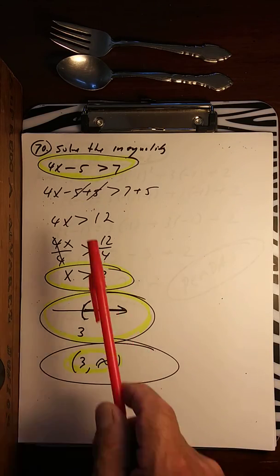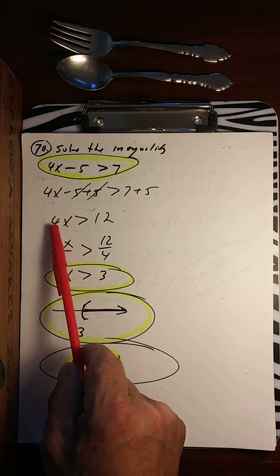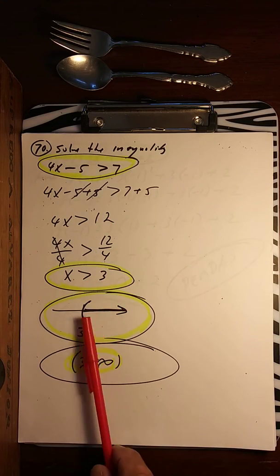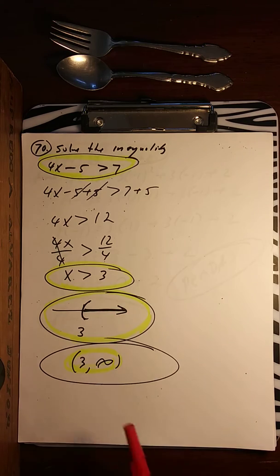Solve the inequality. First thing you need to do is add 5, add 5. 4x is bigger than 12. Divide by 4, divide by 4. So x is bigger than 3. Or from 3 to infinity. Don't include the 3.